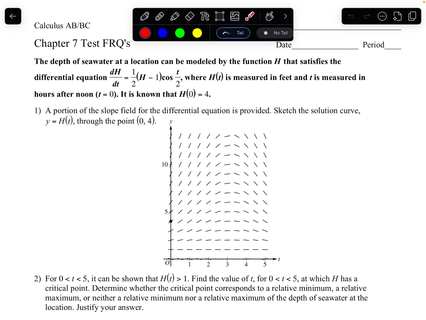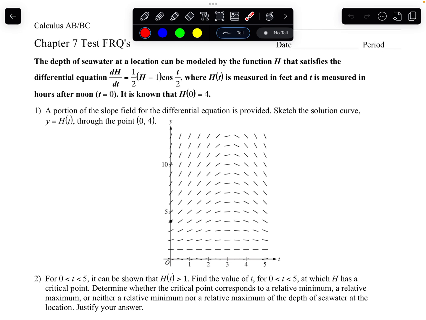So for this first one right here, we have the depth of seawater at a location can be modeled by the function h that satisfies the differential equation. This just means that this is the derivative of h, where h of t is measured in feet and t is measured in hours after noon. So noon is being measured from time t equals 0. It is known that h of 0 is 4. So that's an initial condition.